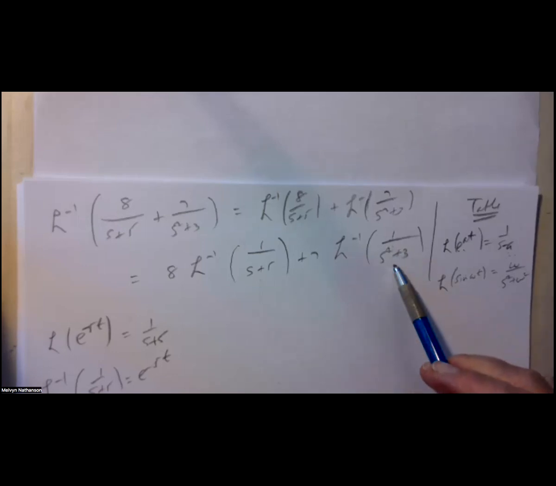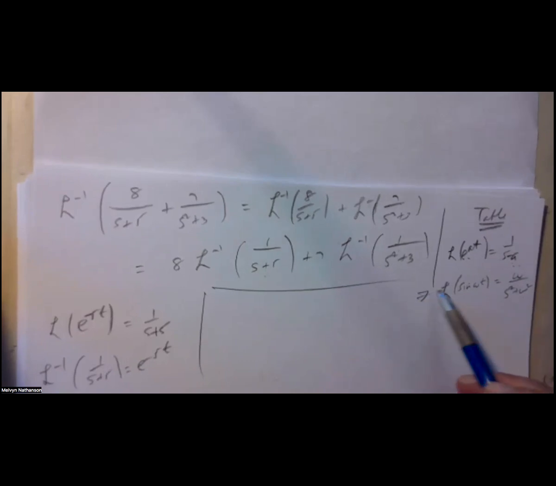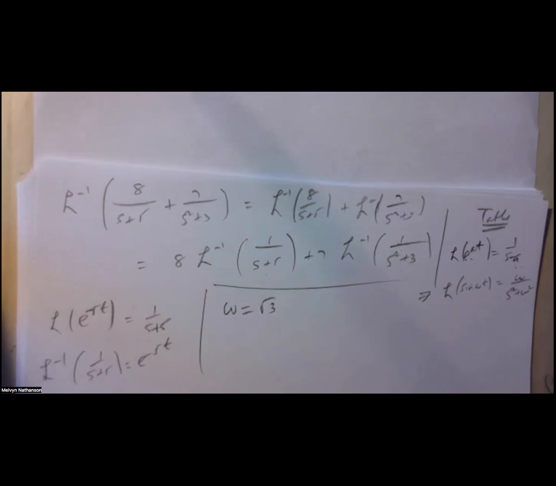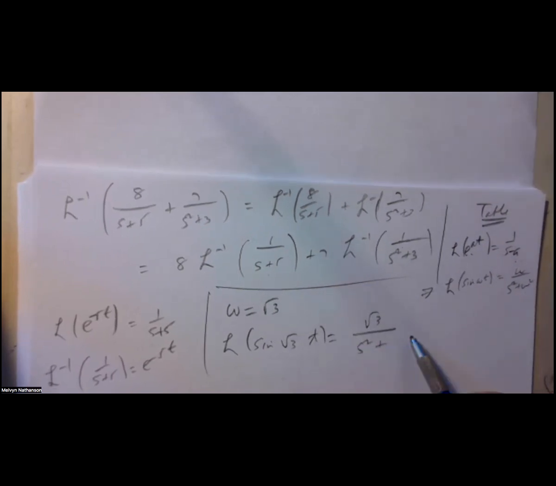What about 1 over s squared plus 3? So here I have s squared plus 3. Here I have s squared plus omega squared. So here I want to let omega equal to the square root of 3. So that says the Laplace transform of the sine of the square root of 3 times t is the square root of 3 over s squared plus omega squared, which is 3.